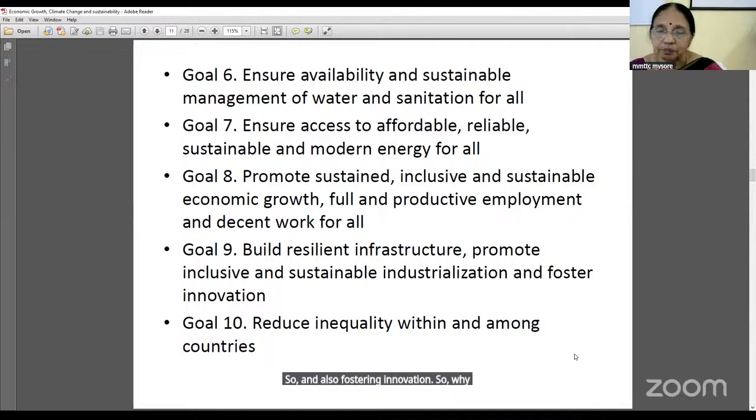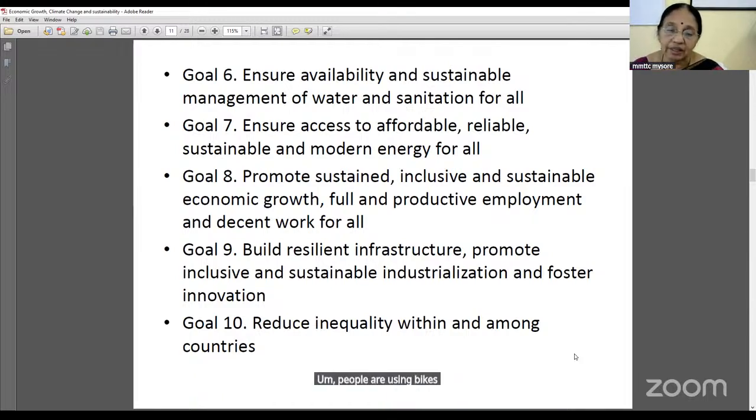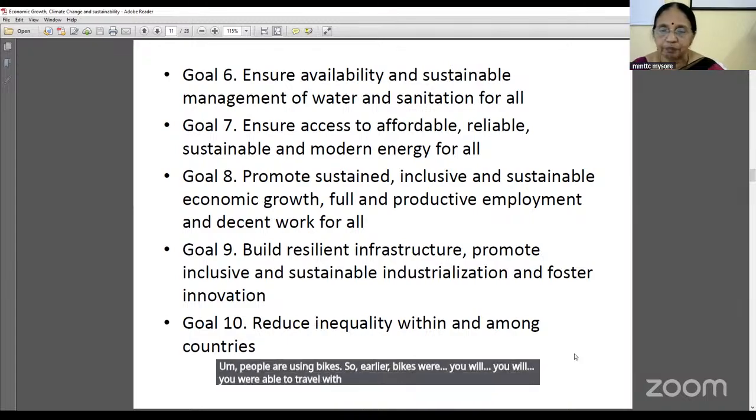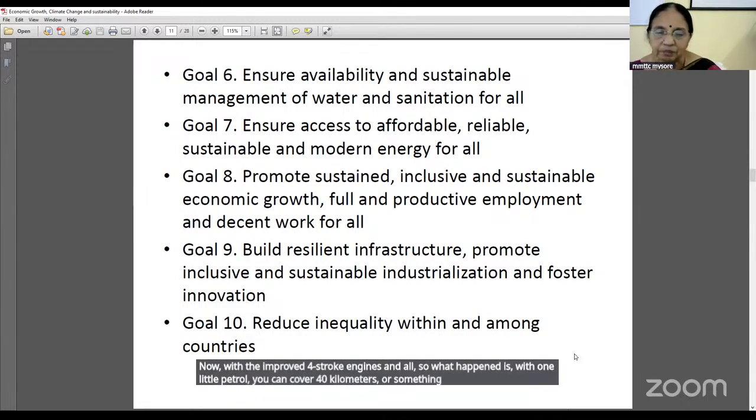Why innovation is important is that innovation and environment are very closely related. See, in the good olden days, the bikes. Everybody uses a bike nowadays, and even in the remotest villages people are using bikes. Earlier, with 1 liter of petrol you were able to travel maybe 15 or 20 kilometers. Now with the improved four-stroke engines and all, with 1 liter of petrol you can cover 40 kilometers or something like that. People claim, I think so.